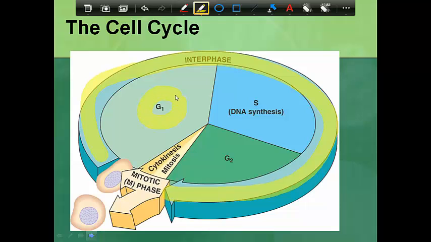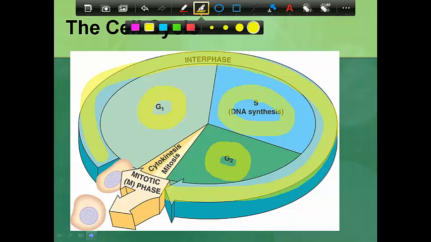Gap 1, growth and development. S, or synthesis, that's when we make those copies, those sister chromatids. And gap 2, when we make the centrioles, which we still haven't talked about yet, and we'll get to that, what those are. Okay, so that takes up the majority of the time of the cell's life. But when the cell is all grown up and ready to make its own cells, and it has all the chromosomes copied and all the organelles made and everything else, then it's going to go into mitosis.